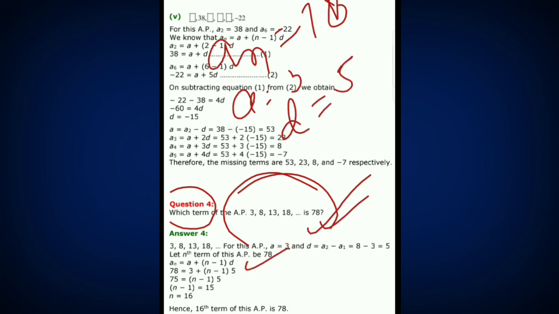Now you will put the formula. An equals a plus n minus 1 times d. The value of the nth term I will put here as 78, the value of a is 3, and the value of d is 5. I will put it here. Now you will solve and you will get the answer 16. This means 78 is the 16th term of the given AP.